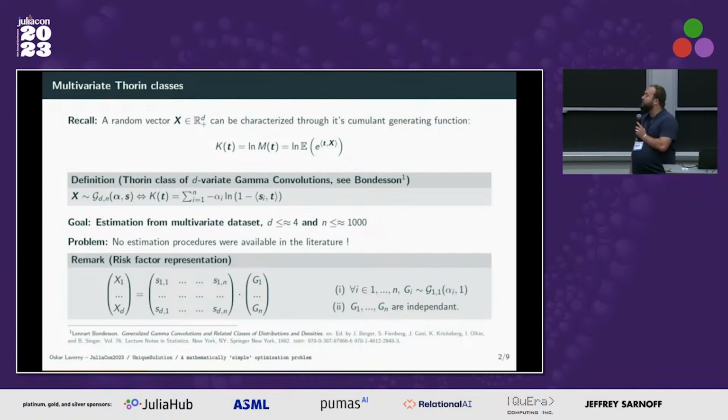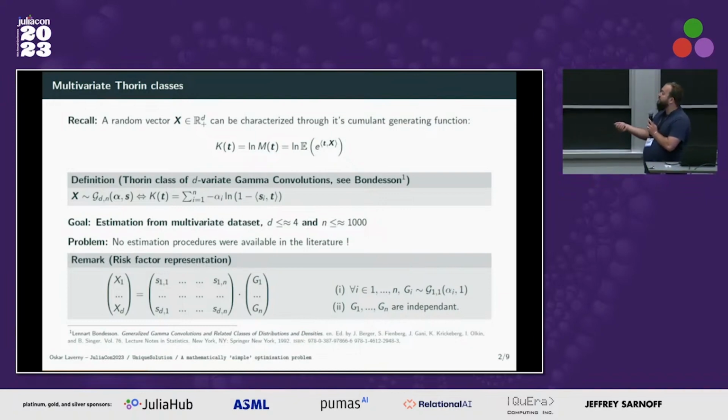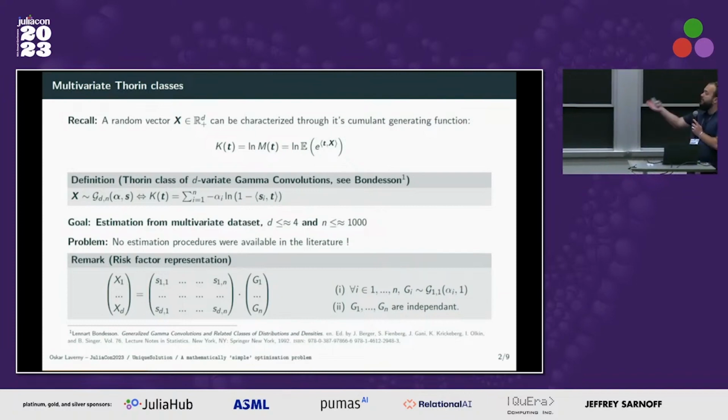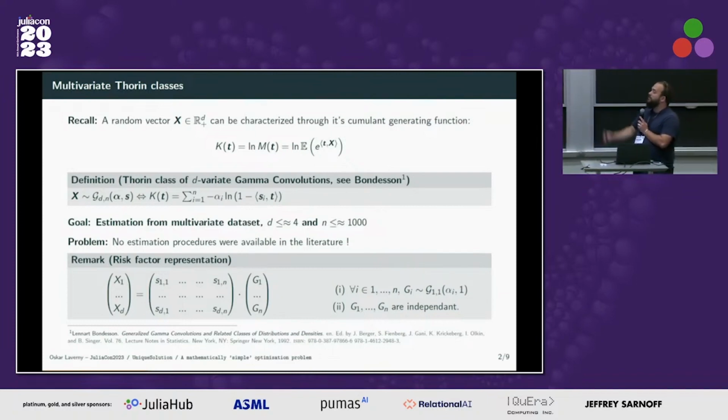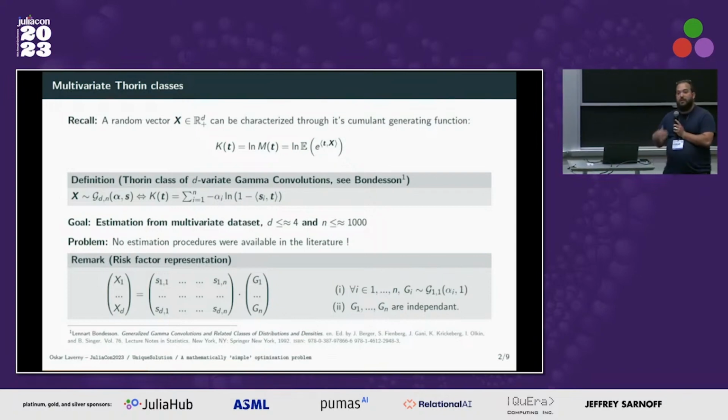This class of distribution is actually representable as a risk factor structure on the bottom of the slide, and it's the distribution of the random vector x that is defined as a matrix vector product where the s's in the matrix are parameters and the g's are independent gamma random variables which all have shapes alphas that are also parameters.